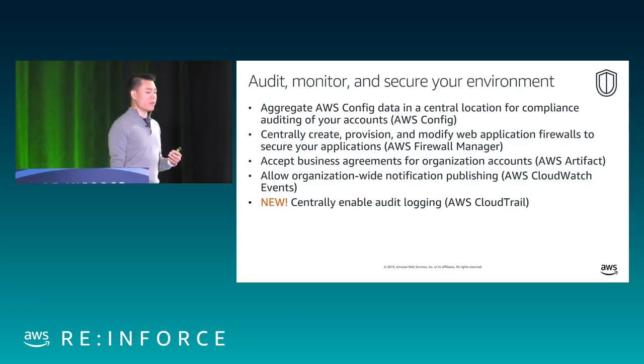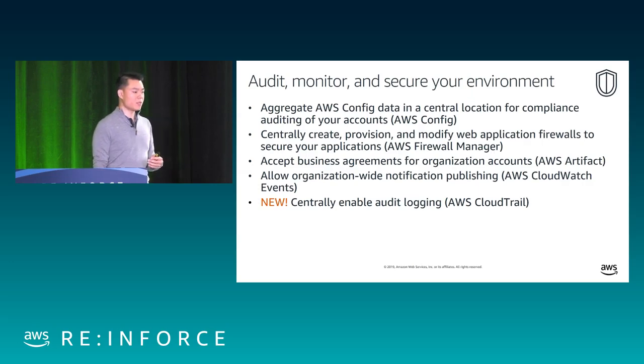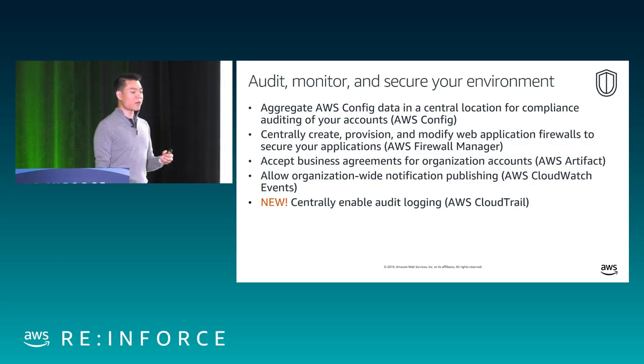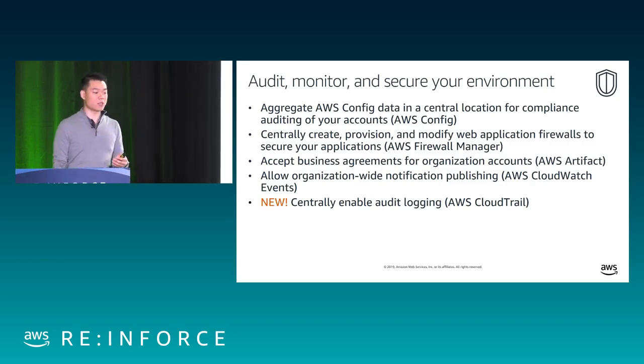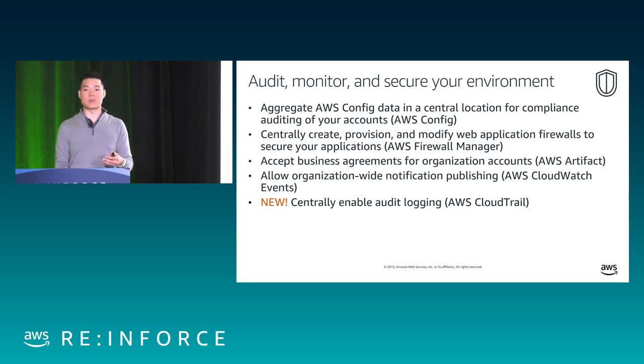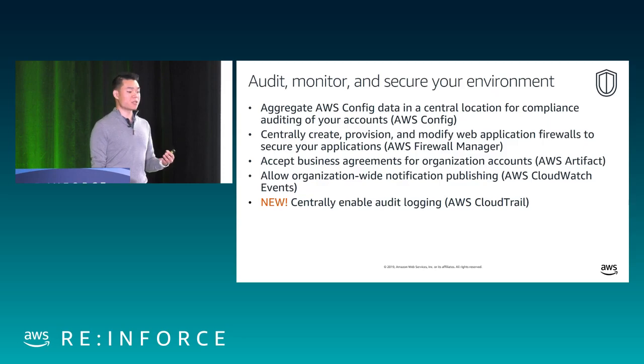The second group of capabilities that we have in Organizations is the ability to audit, monitor, and secure your environments. So you can aggregate AWS Config data in a central location for compliance and auditing of your accounts. You can centrally create, provision, and modify web application firewalls to secure your applications using AWS Firewall Manager. You can accept business agreements for all of the accounts in your organization using AWS Artifact. You can allow organization-wide notification publishing using AWS CloudWatch Events.